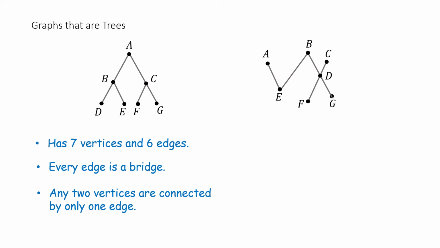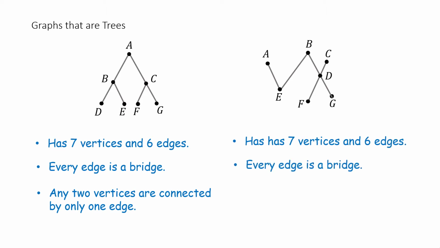Let's consider the graph on the right. This graph also has 7 vertices and 6 edges, and every edge is a bridge. That means any two vertices are connected by only one path.